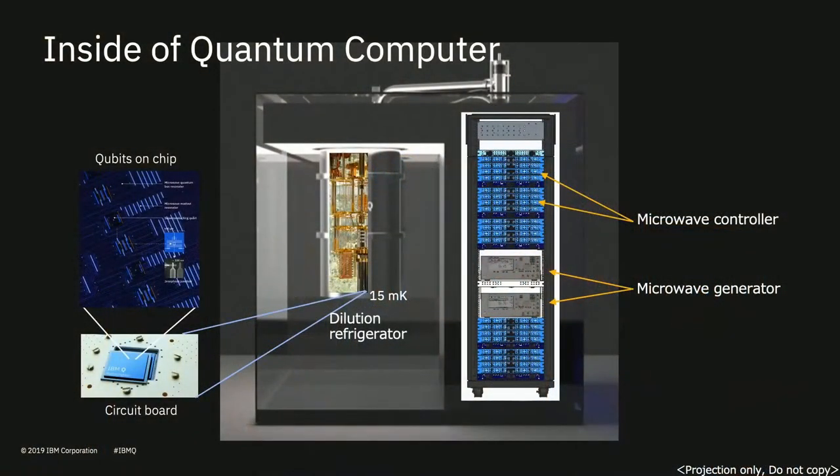At IBM, we use superconducting quantum bits, with the chip built inside refrigerators called dilution refrigerators. The chip is installed at the bottom of the refrigerator, which is cooled down to 15 millikelvins. That is almost minus 273 degrees, absolute zero. It's the coolest place in the universe.